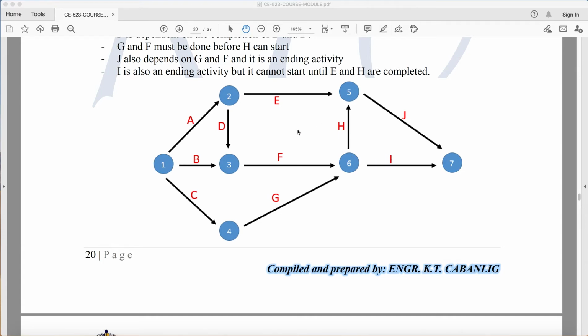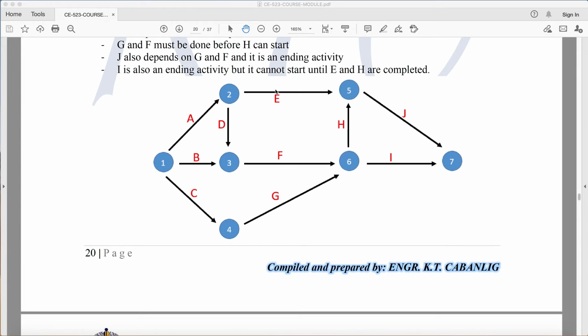Okay? So, ibig sabihin, si activity F, pwede ko siyang gawin, gagawin ko siya for 10 days. Now, dito si activity E, I'll be doing this for 8 days. So, ibig sabihin, meron akong allowance na 2 days. So, pwede kong simulan si activity E ng 3rd day, matatapos ko siya ng 10th day, while si activity F, matatapos din siya ng 10th day.